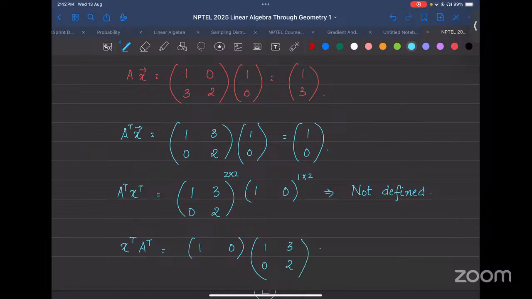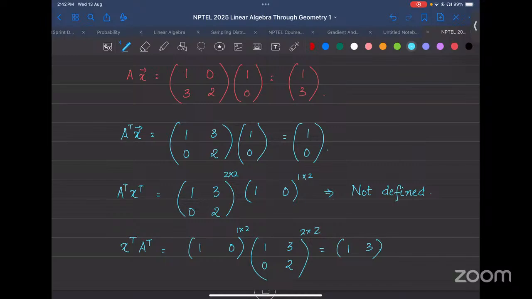Now let us see what do we get here. So what is it that we get? We get 1 here, and then the other is 3. Is that correct? X transpose A transpose is basically a 1 by 2 times a 2 by 2. So you basically get a single row, two column matrix. So this is going to be 1, 3.